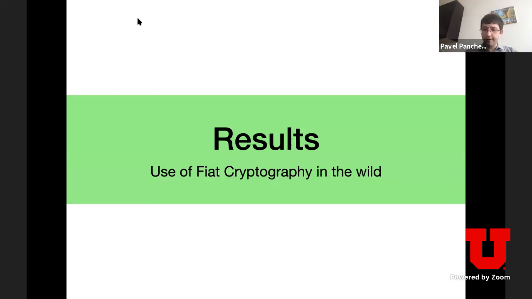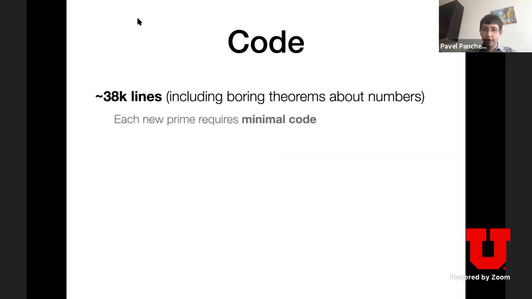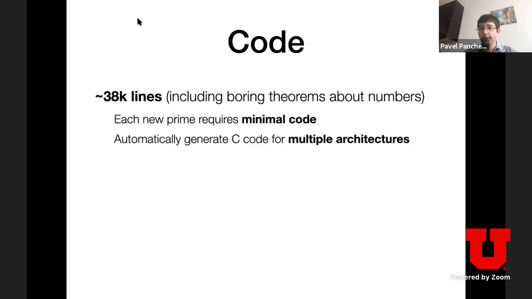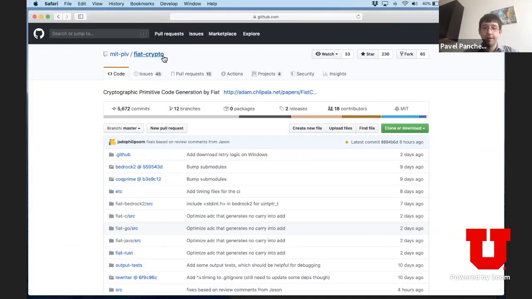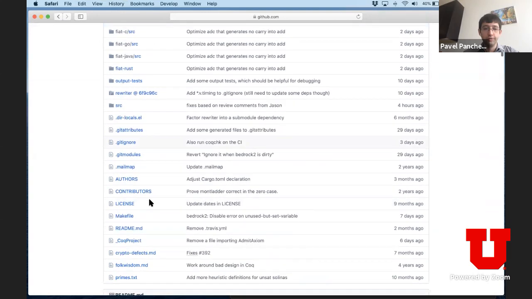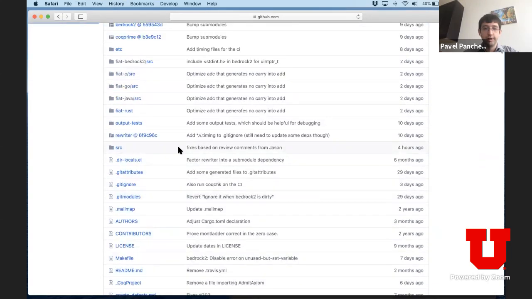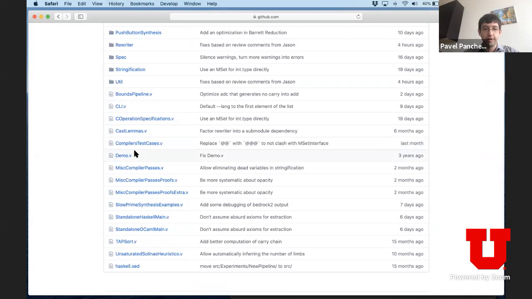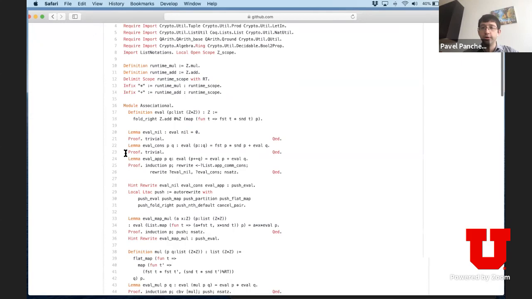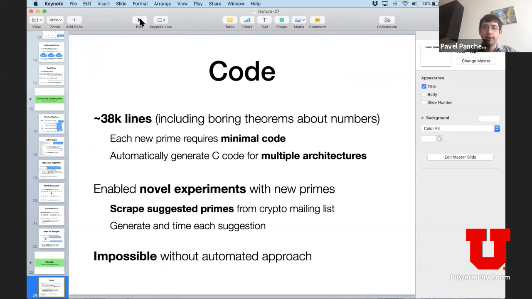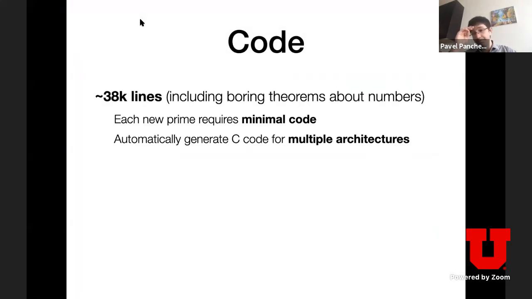Now that we've dived into some of the details of how this worked, let me tell you a little bit about how this has ended up being used. The code is about 38,000 lines of code. You can find it on GitHub; I think it's called Fiat Crypto. You can look through all of the code, including some of the demo code, which is particularly handy if you want to get some sense of what's going on. If you've used Coq before, you can open this up in CoqIDE or in Proof General, and you could step through the implementation.